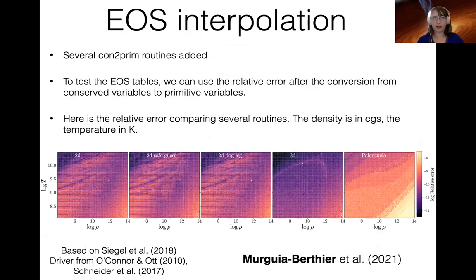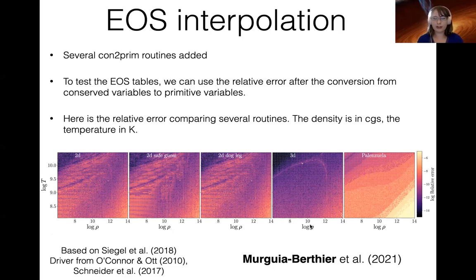I'm not going to go into a lot of details about what we did, and you can, of course, check this paper, which has been newly accepted. So I'm making a little bit of promotion here. And of course, you can ask me. We added several conserved to primitive variable routines, and we tested this by getting the relative error after the conversion from conserved variables to primitive variables. We set some primitives, converted them, and then got the relative error, comparing several routines that do this conversion. Here I'm showing a grid of the temperature and the density, and this is the relative error for all the routines that HARM 3D plus Nuke now has.